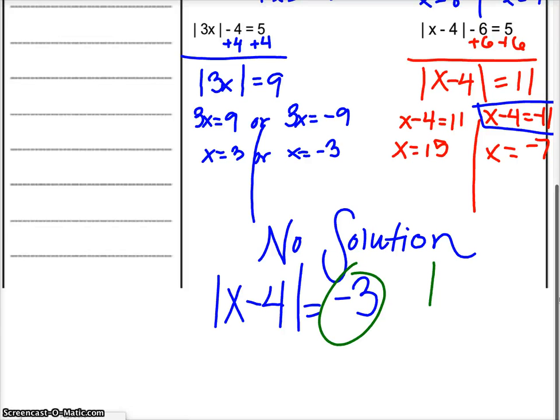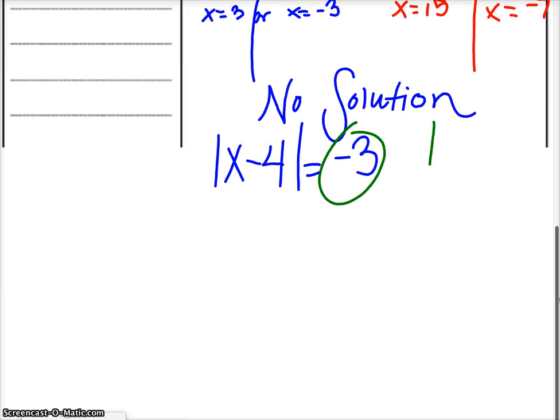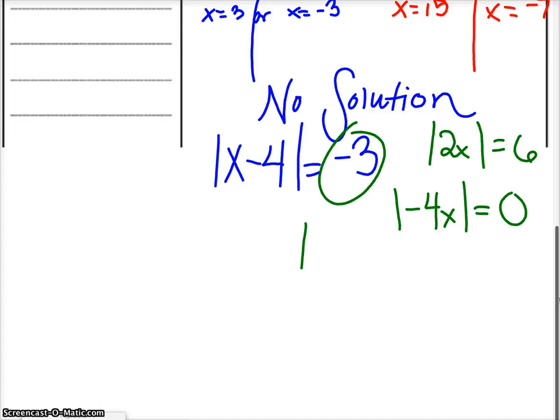What about this one? Do I have a solution for this one? The absolute value of 2x equals 6. Yes. The absolute value of negative 4x equals 0. No. Yes. Is 0 negative? No. So then yes, it's a solution. Only negatives are no solution. The absolute value of negative 2x minus 3 equals negative 1. No solution, because it's negative. So you have to be able to identify that.